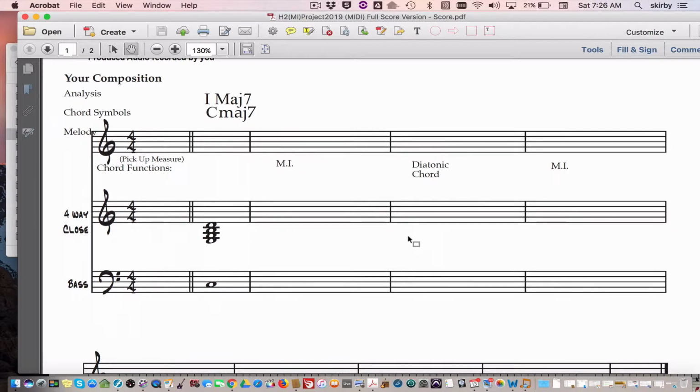But when you hand it in, you have to hand in audio, and you also have to hand in a score that shows your melody analysis, voicings, 4-way close voicings, and just the simplest representation of your bass line. If you write a more complicated bass line, you don't have to write the whole thing out. You just represent the main bass motion here. Okay, so that's it.